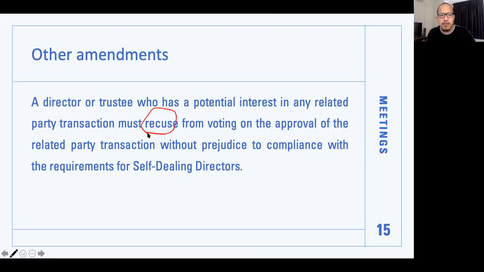So that's it. That is all you need to know for meetings of stockholders and meetings of the board of directors or board of trustees.